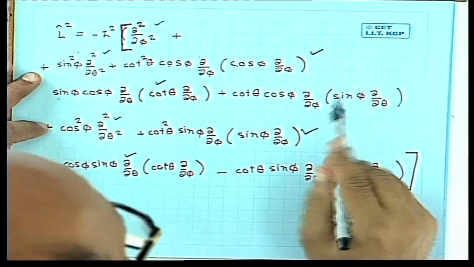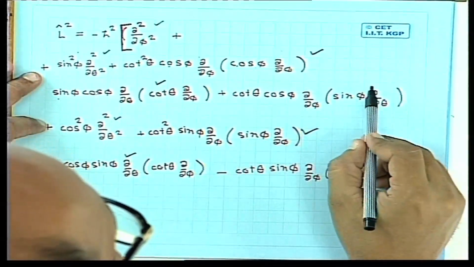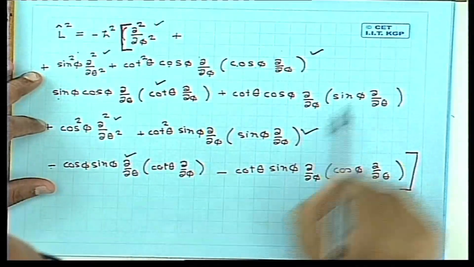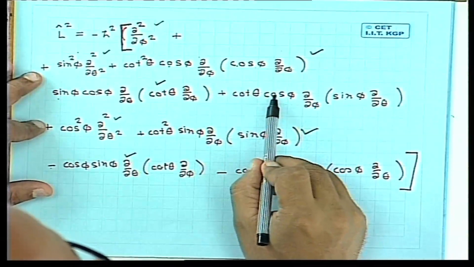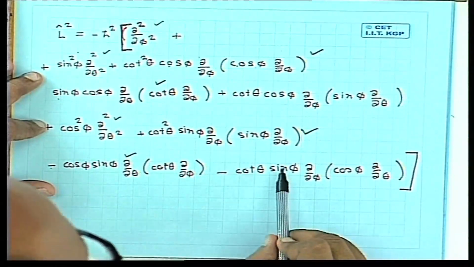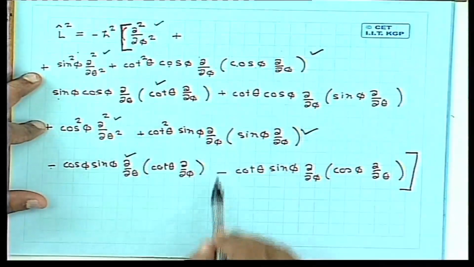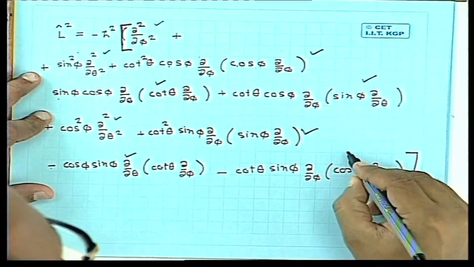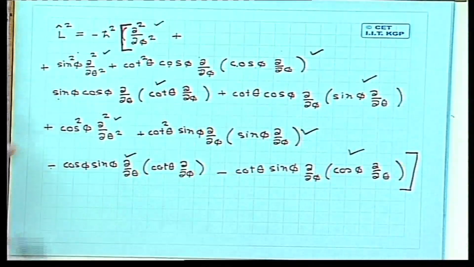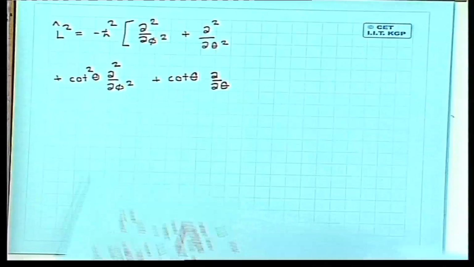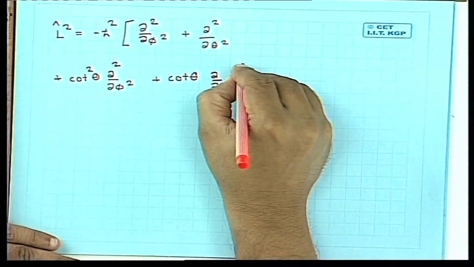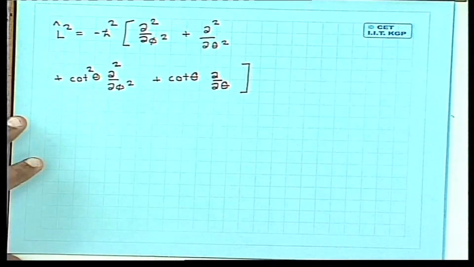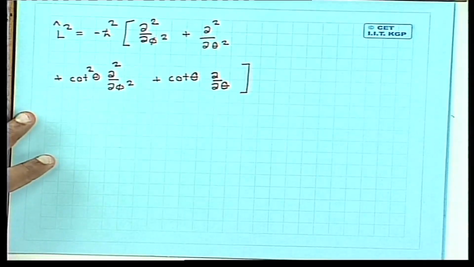There is one more term when del by del phi just goes through without acting on this, which will be a double derivative term, but that term will cancel out because I have cot theta cos phi sine phi and cot theta cos phi sine phi, but the signs are different, so that term will cancel out. So we have taken care of all the terms here, and the result is now this. So this is the operator L square in a spherical polar coordinate system. Let us simplify it further.